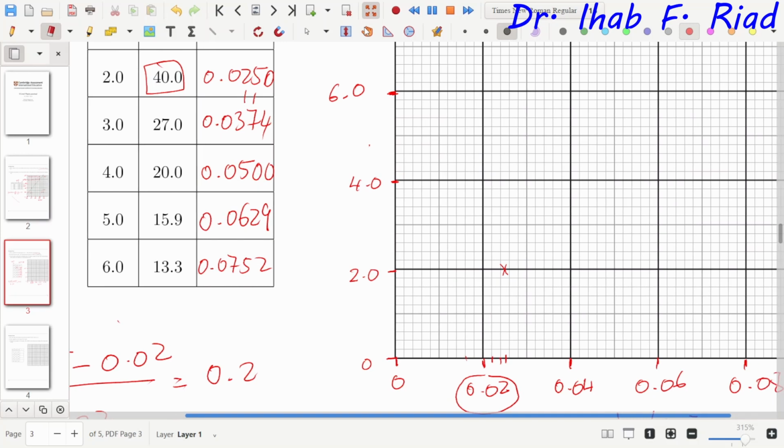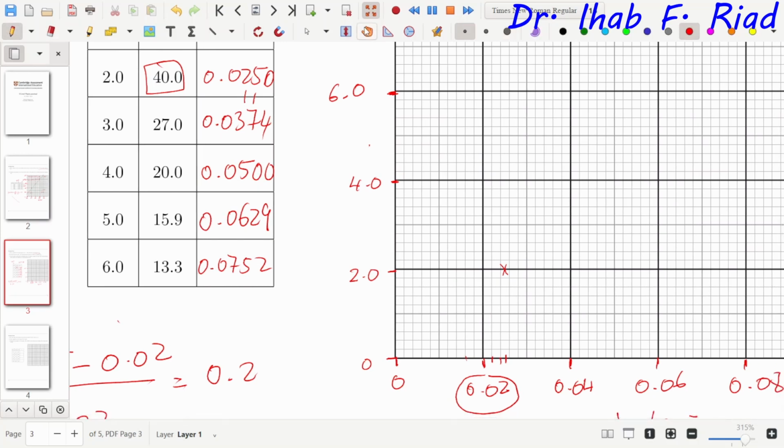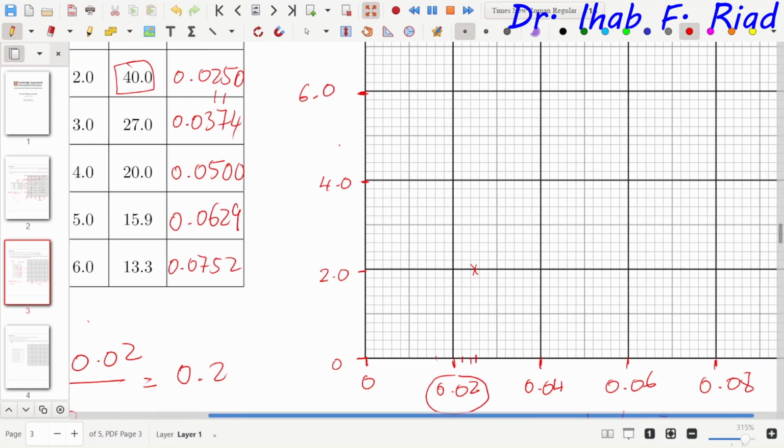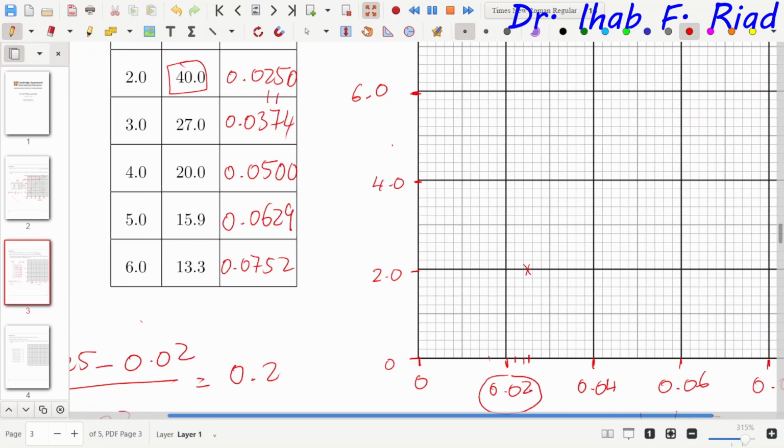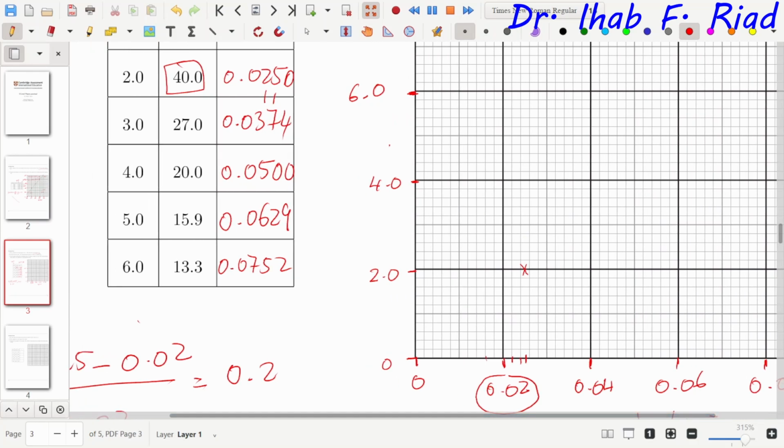Now the next point is 0.0374. So we know 0.0374 is around here.